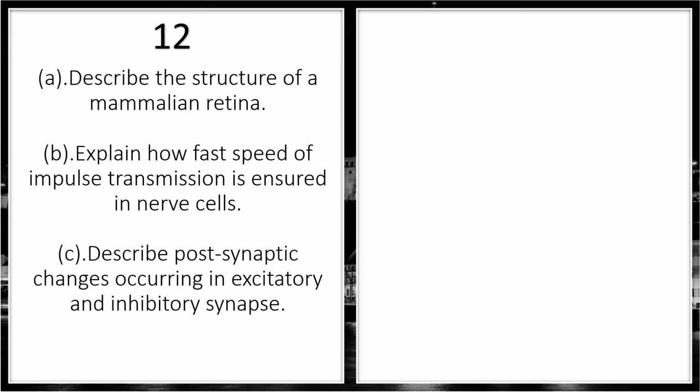Question 12. Part A. Describe the structure of the mammalian retina. Part B. Explain how fast speed of impulse transmission is ensured in the nerve cells. And part C. Describe postsynaptic changes occurring in excitatory and inhibitory synapses.